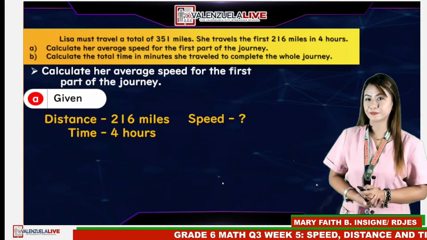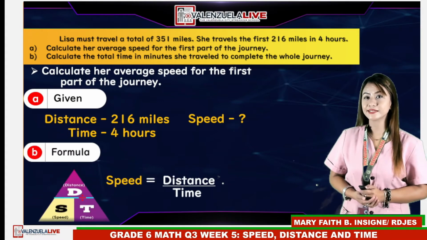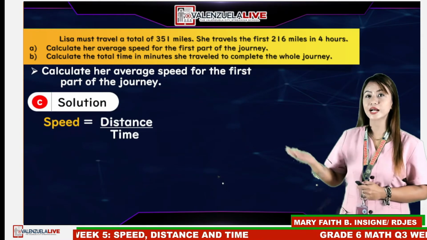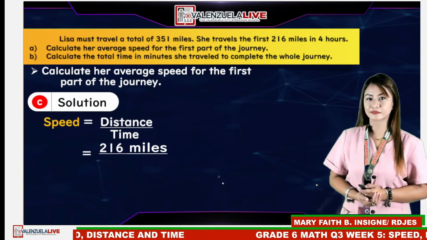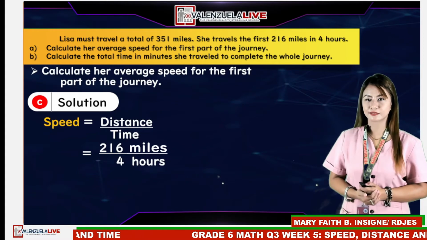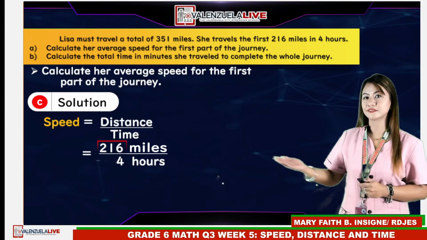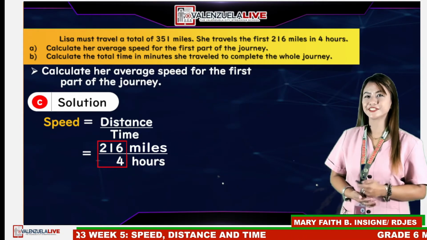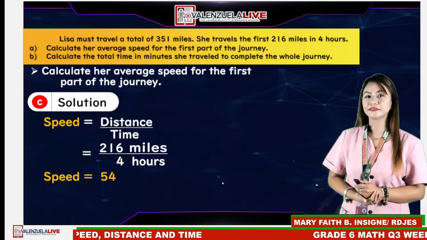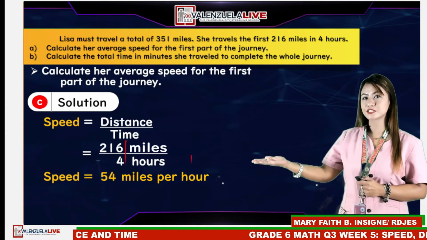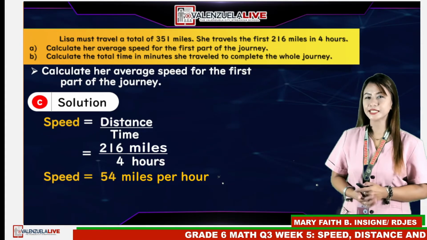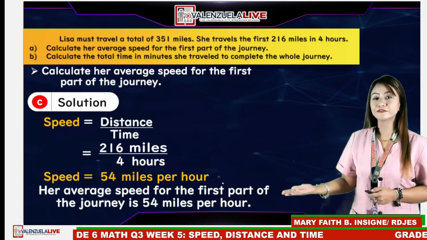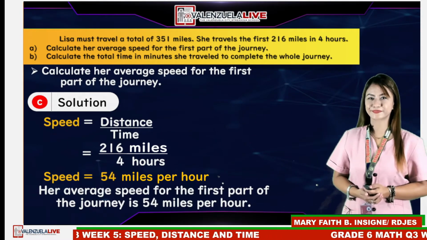To solve this speed, we need to divide the distance by the time. So the distance in this problem is 216 miles. And the time is 4 hours. We must divide 216 and 4. And what is the answer? Very good. It's 54. Then the unit of measure is miles per hour. Therefore, her average speed for the first part of the journey is 54 miles per hour.